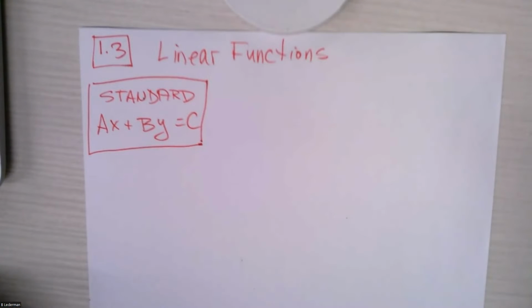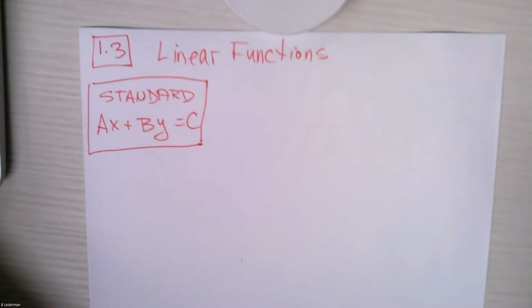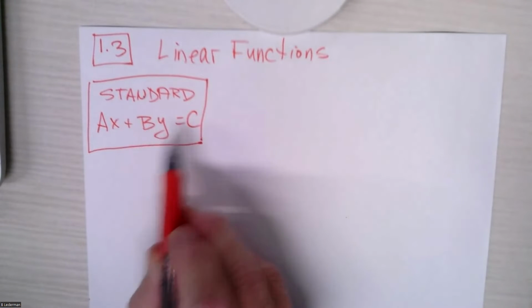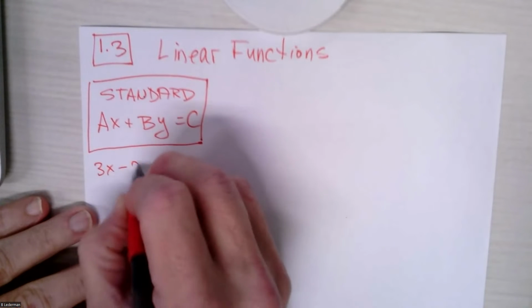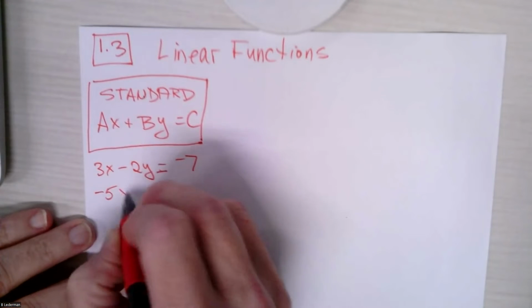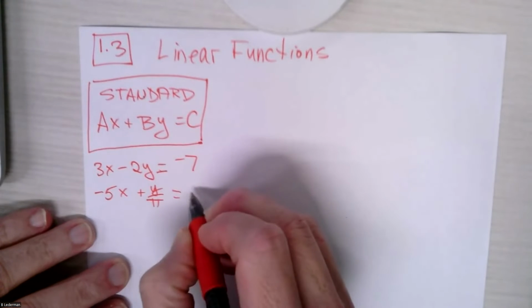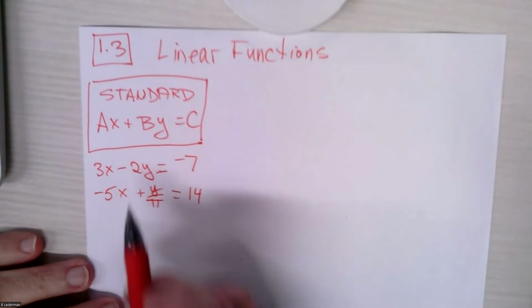Hi, everybody. We're continuing our review with 1.3, linear functions. So the standard form of a linear equation is ax plus by plus c. The a, b, c are constants. The x and y are the variables. And this would look like 3x minus 2y equals -7, or -5x plus y over I equals 14, and so on and so forth. So this is called the standard form of a linear equation.